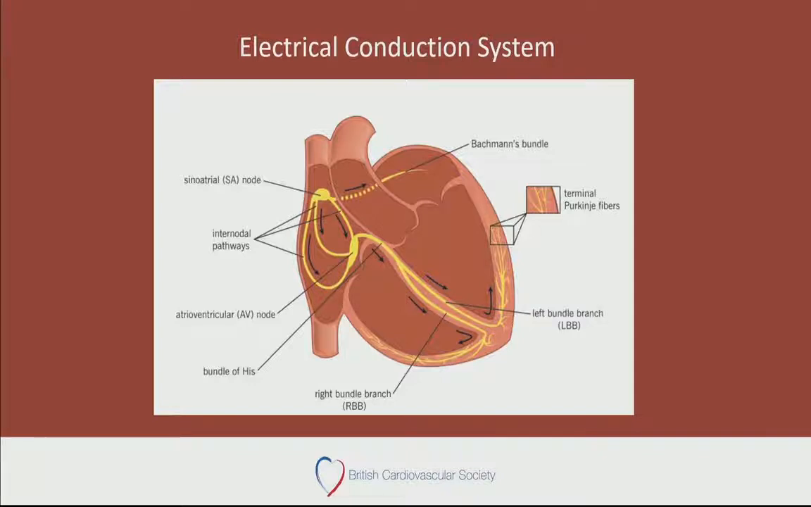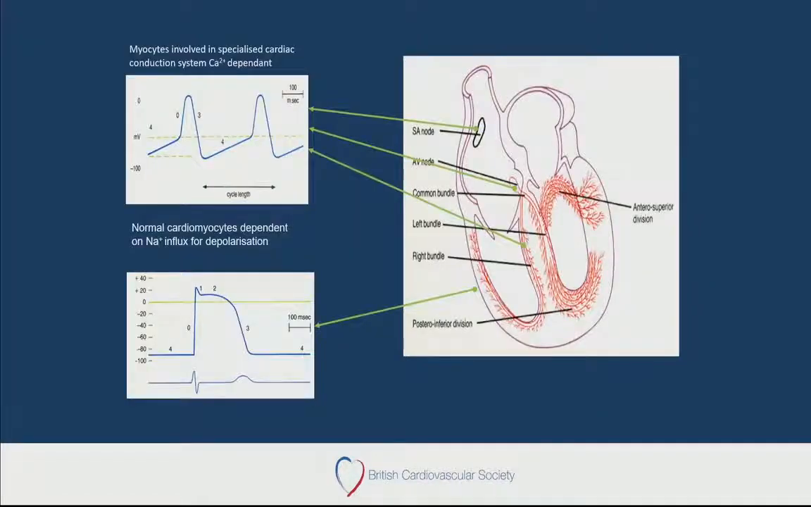You're all aware of the specialized conduction system in the heart with specialized pathways from the sinoatrial node down to the AV node, and then the specialized His-Purkinje system, which rapidly depolarizes the ventricles. You've also got a connection from the right atrium to the left atrium via the Bachmann's bundle. And the myocytes involved in the specialized cardiac system are calcium dependent with a very different action potential than those in the standard cardiomyocytes, which are very much sodium dependent.